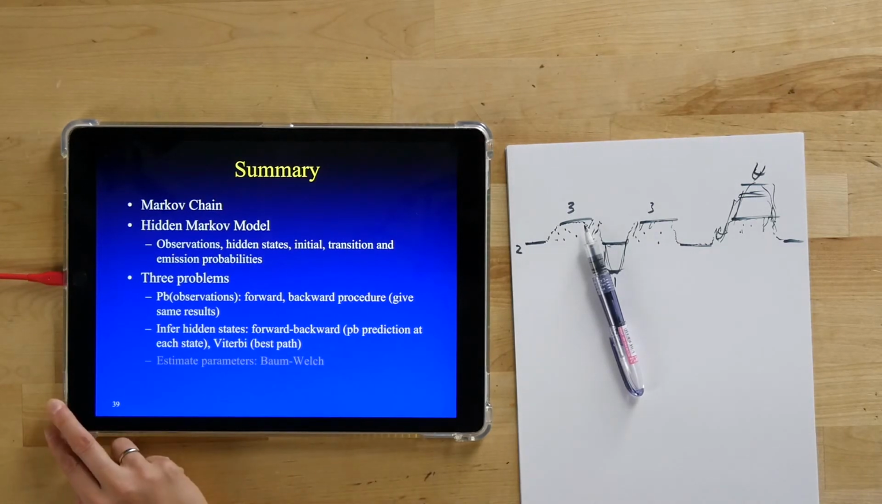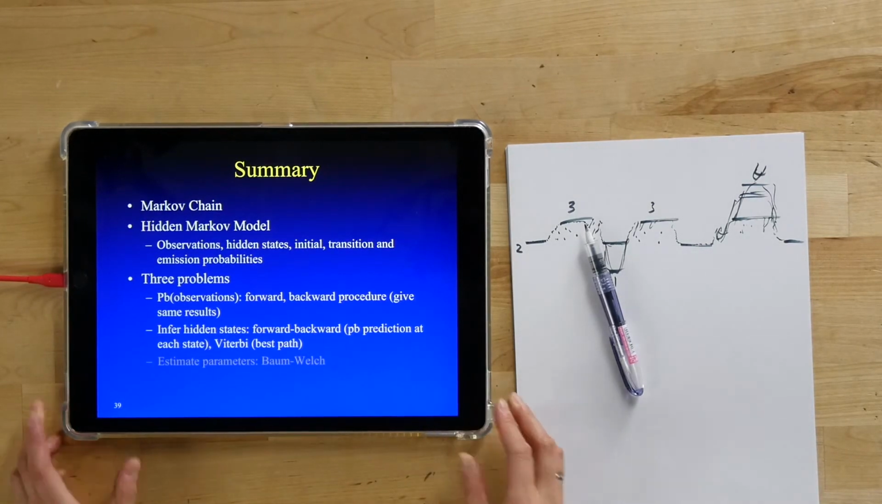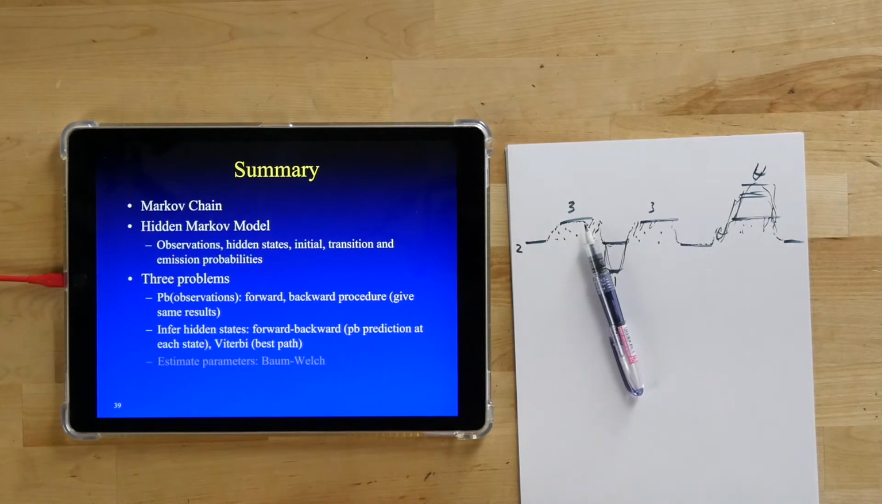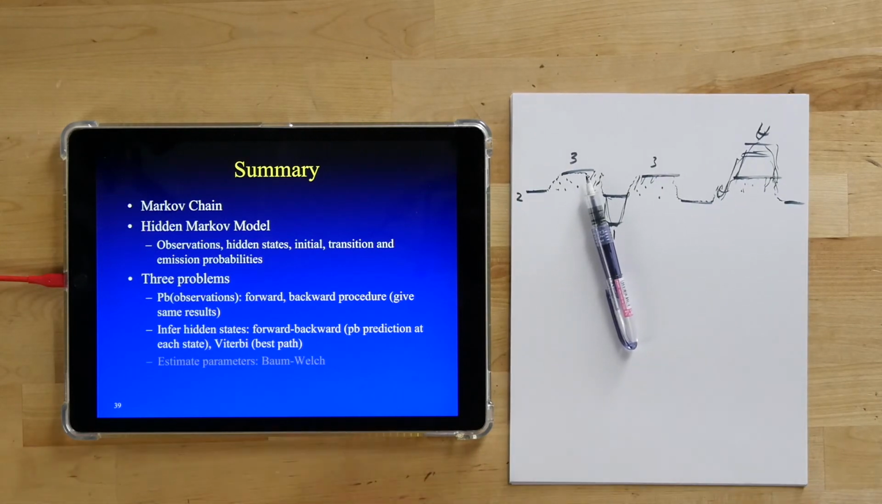And we try to solve 3 problems here. The first is, if we have the parameters and we observe the string of coin flips, we try to ask what is the likelihood that my model, whatever the setup, the parameters, will actually give you the string of coin flips. And there are forward and backward procedures, and they should give you the same result.